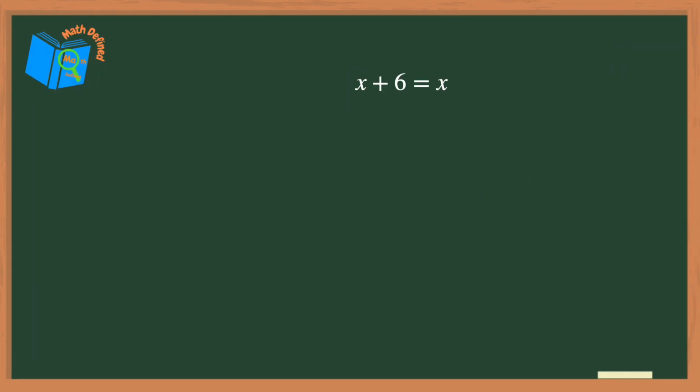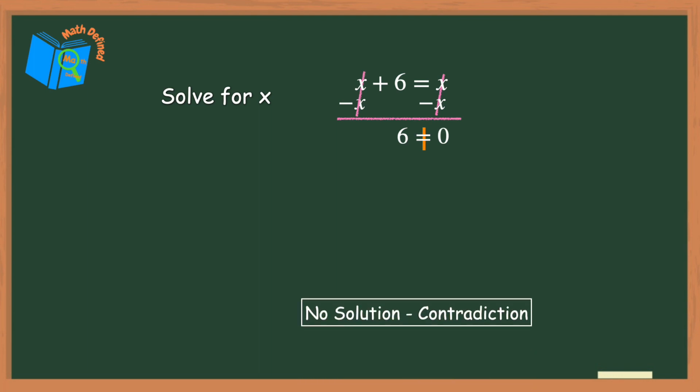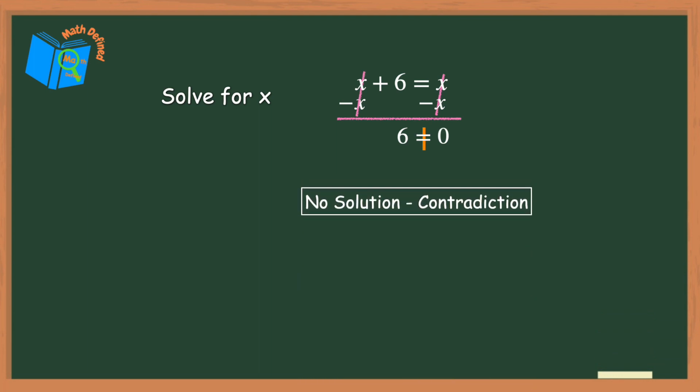All right, let's see how you did. For this equation, we just need to solve for x by subtracting x on both sides of the equation. Canceling out the x's on the left side leaves positive 6, and on the right side, after canceling out the x's, we have 0. And we know that 6 does not equal 0, so there is no solution or no value of x that will make this equation true.